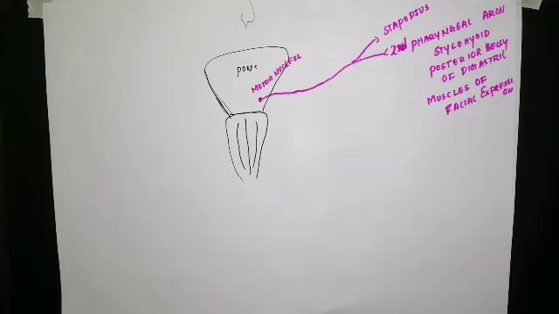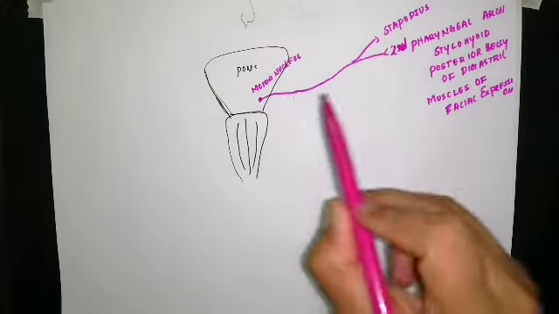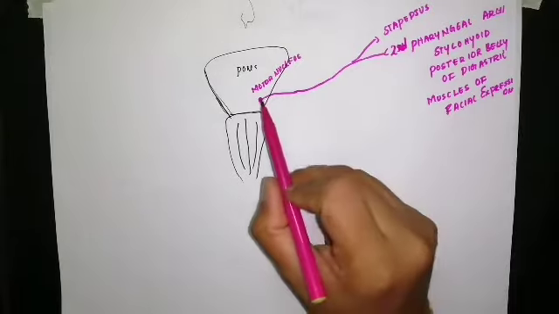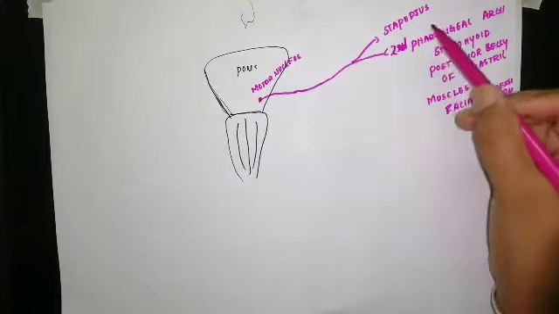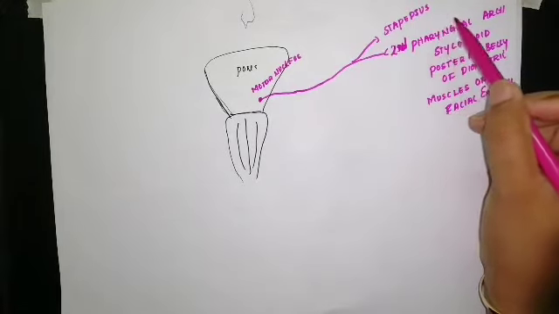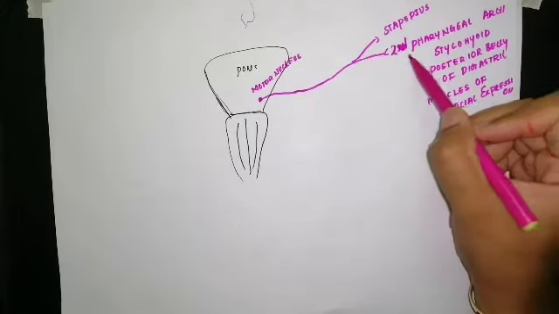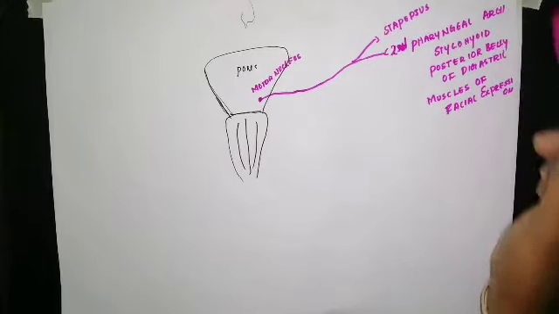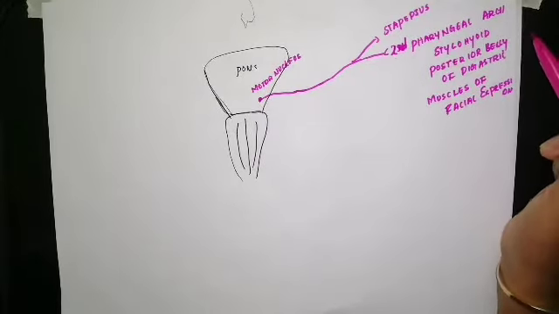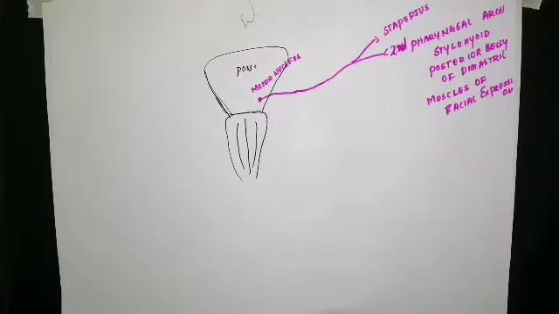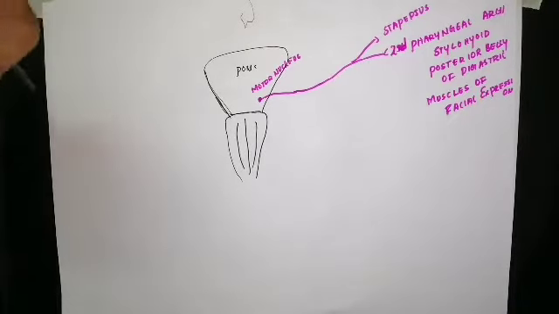So the motor fibers of the facial nerve, arising by the motor root from the motor nucleus of the facial nerve, supply the stapedius muscle in the middle ear. They also supply the muscles derived from the second pharyngeal arch, which include the stylohyoid, posterior belly of digastric, and muscles of facial expression except the levator palpebrae superioris. So that is about the motor root.